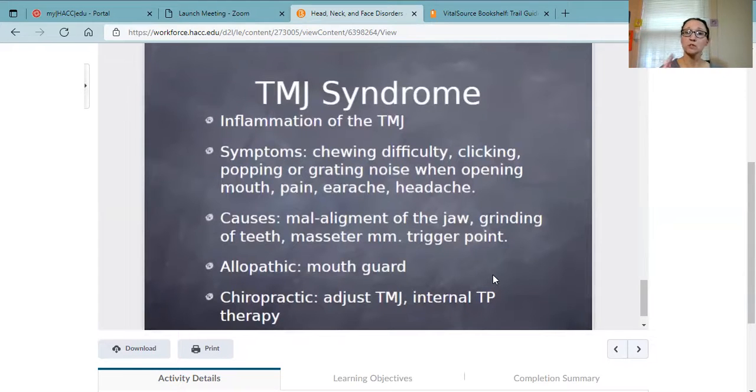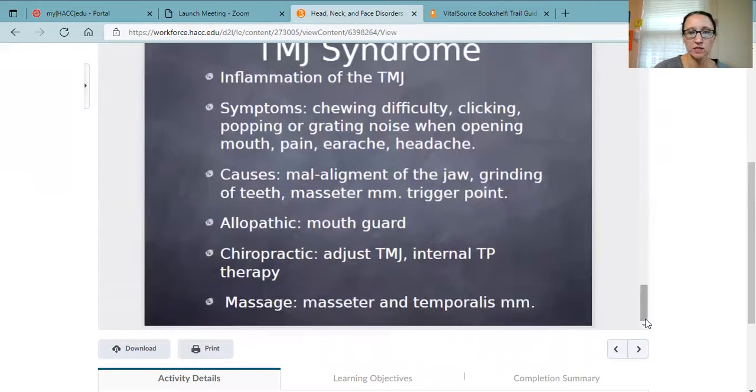Internal trigger point therapy. So again, that intraoral massage, trigger points on medial pterygoid, maybe lateral pterygoid, and trigger points are just hyperpainful spots within the muscle tissue. The trigger point doesn't do anything itself other than cause pain. Okay, so it's really the tightness of the muscle that precedes the trigger point, is what I'm trying to say.